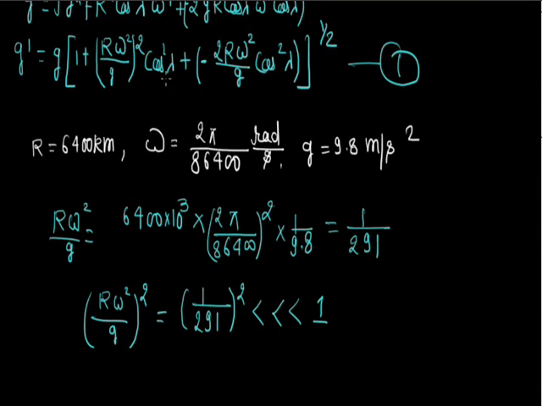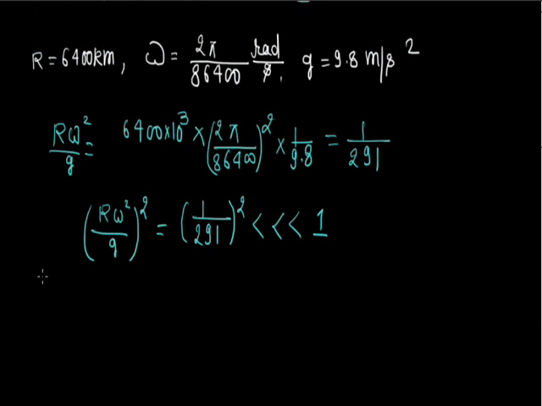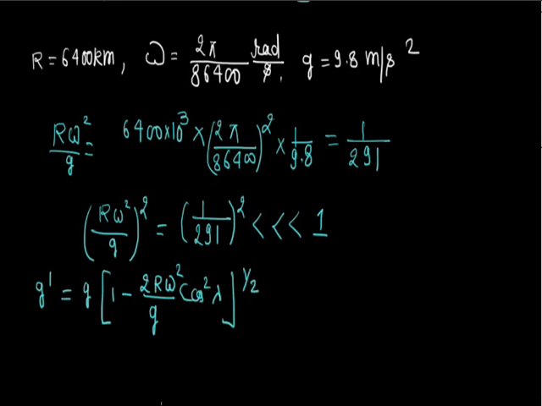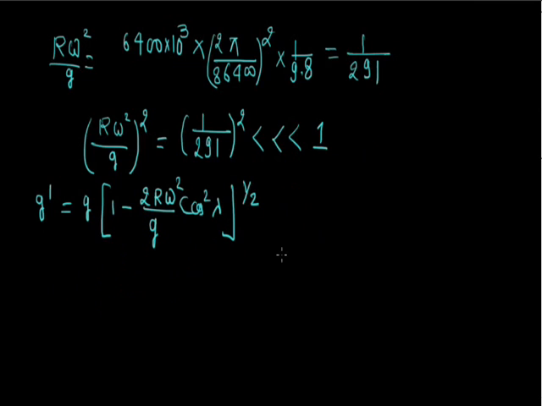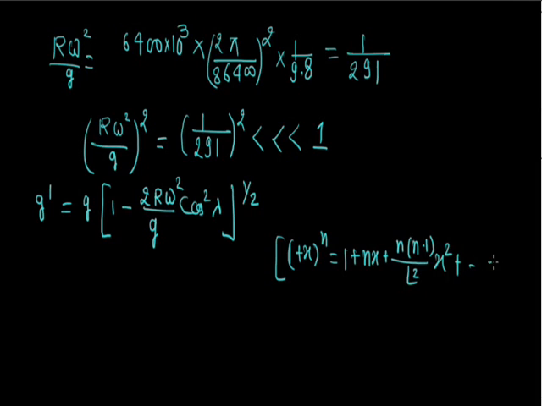So we can neglect this term from this expression, so the remaining expression will be g dash equals g times (1 minus 2 R omega square upon g cos square lambda) whole power 1 by 2. And by the binomial expression, as we know, (1 plus x) whole power n can be written as 1 plus nx plus n(n minus 1) upon factorial 2 x square plus so on.